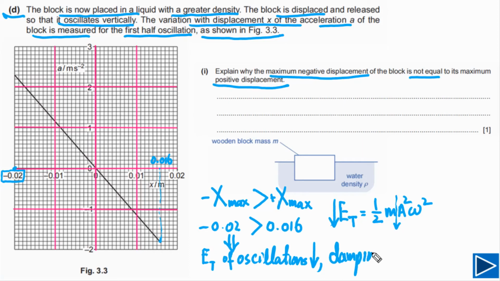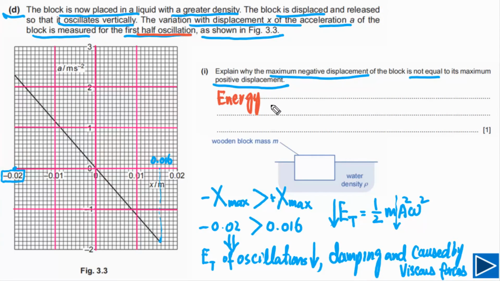So the energy of oscillations is decreasing due to damping, and damping is caused by viscous forces, meaning forces due to fluid. That's all we have to write down. Now let's try to write down the answer for this question. Simply we can say in this case the energy of oscillations decreases.